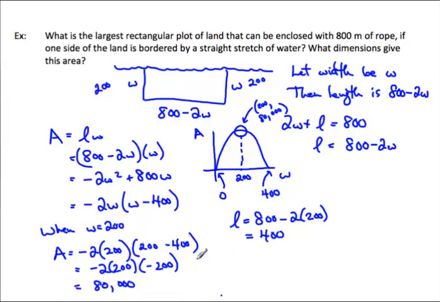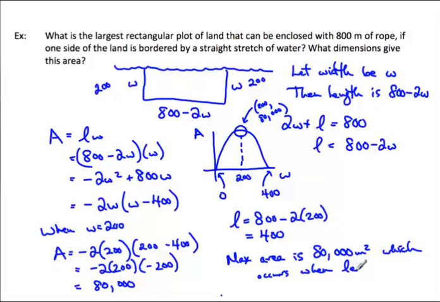So we can see then that the maximum area is 80,000 meters squared, which occurs when the length is equal to 400 meters and width is 200 meters.